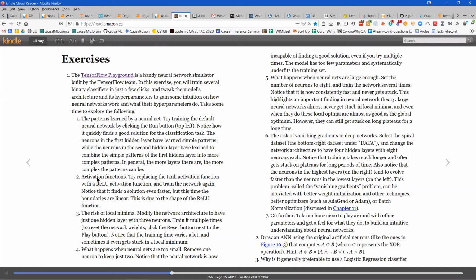So he says, okay, try different activation functions, trying ReLUs or Tanh. There might even be a way to put a customized one in there for Brian, because you were asking about that. Then modify it to have just one hidden layer with 3 neurons, train it multiple times, reset the network weights, click the reset button. That basically just generates a new set of random weights. And you can see how it gets stuck in a local minimum. So if you start with the wrong set of random weights, you might get stuck in a local minimum.